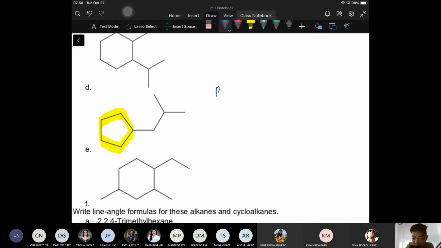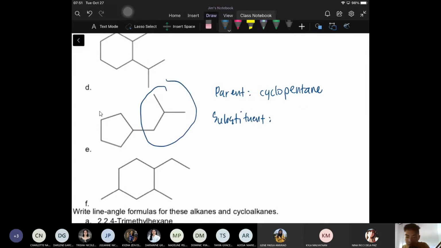So, our parent chain will be named cyclopentane. Okay? Cyclo, circular, naka-ring. Pent, because 5 carbons yung meron tayo, and ane, kasi puro single bonds lang naman, no? So, cyclopentane. Okay, so that's your parent. Then, for your substituent, you have this group here, no? So, ano kaya name niyan? So, ang name niyan is isobutyl.